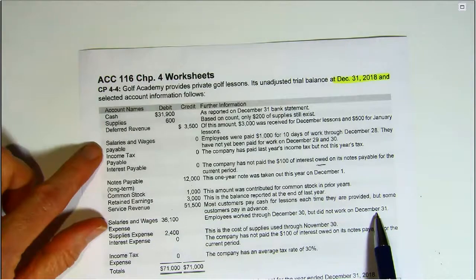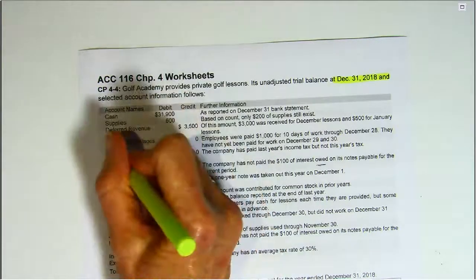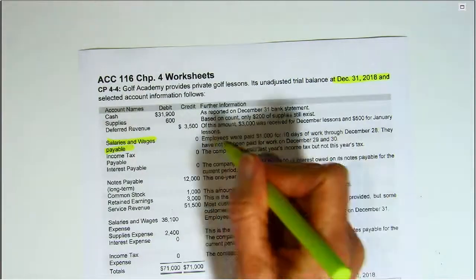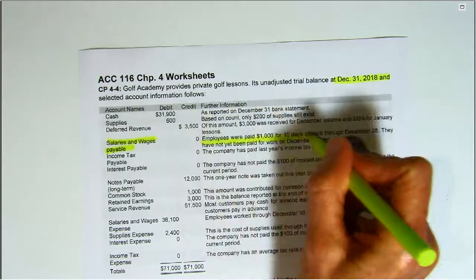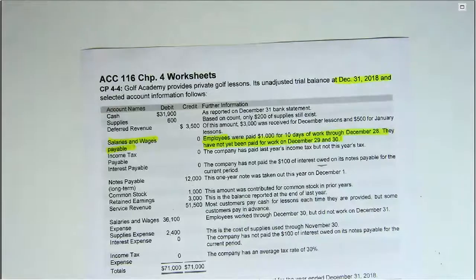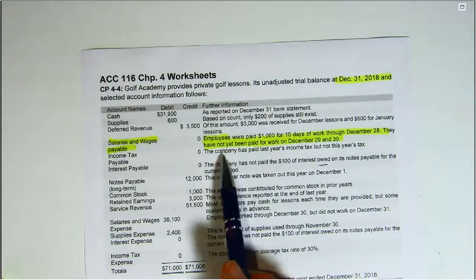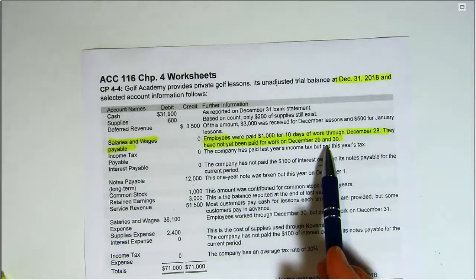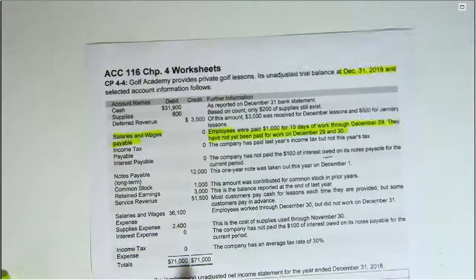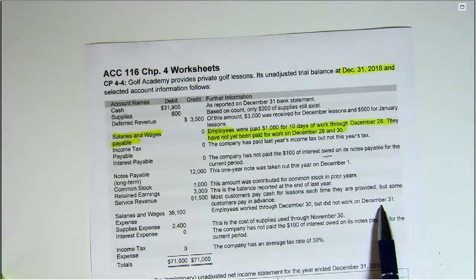Oh, and you know what? We missed that account up here too. I apologize. We went right down to interest and income tax, and we totally missed this up here. It states at the top under salaries payable and wages payable that employees were paid $1,000 for 10 days of work through December 28th, but they have not yet been paid for work on December 29th and 30th. And as we look at salaries and wages expense here, it does say employees worked through the 30th, but they did not work on the 31st.